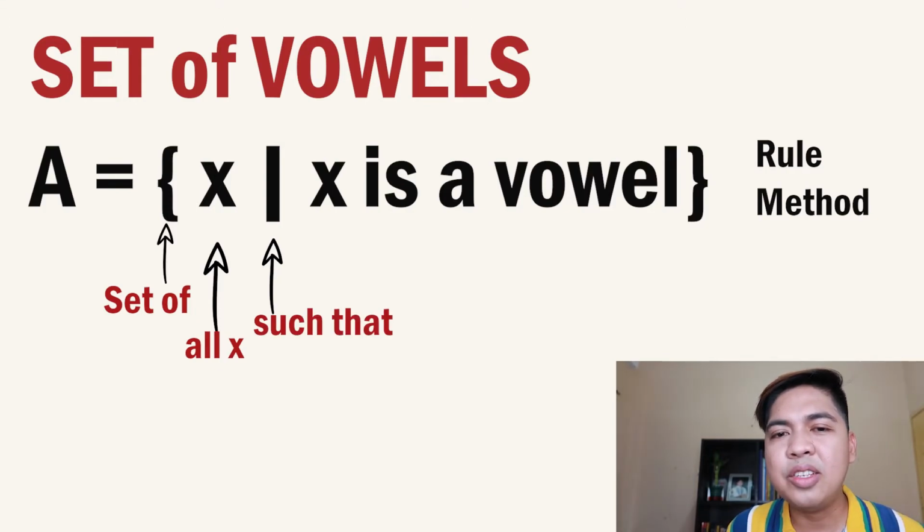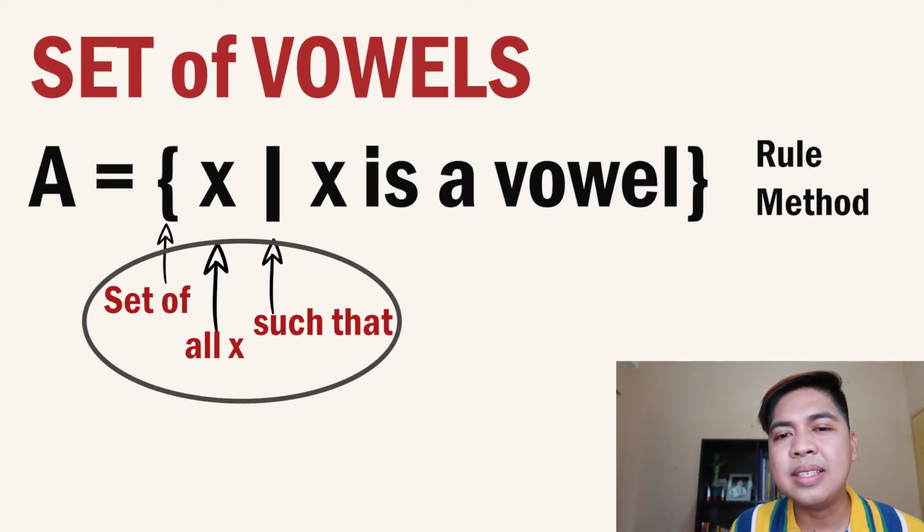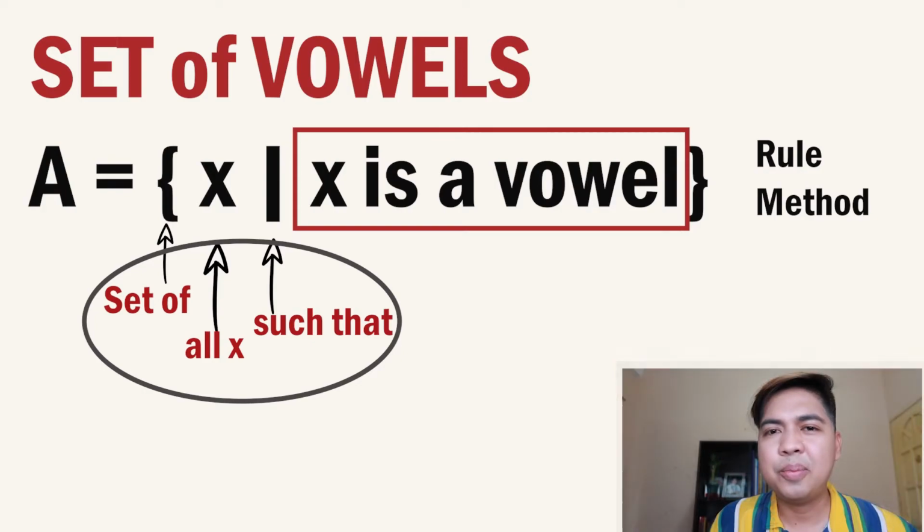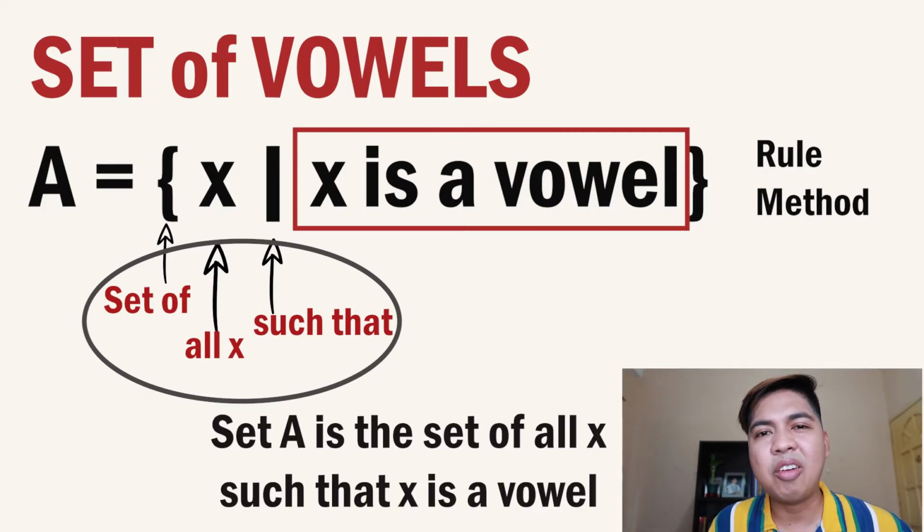Now, this is the first new thing we learn here. I repeat, the vertical dash means such that. So, this part is read as the set of all X such that. Now, what comes next is the rule that describes the elements of the set. It says here, X is a vowel. So, to put all the parts together, it means that set A is the set of all X such that X is a vowel.